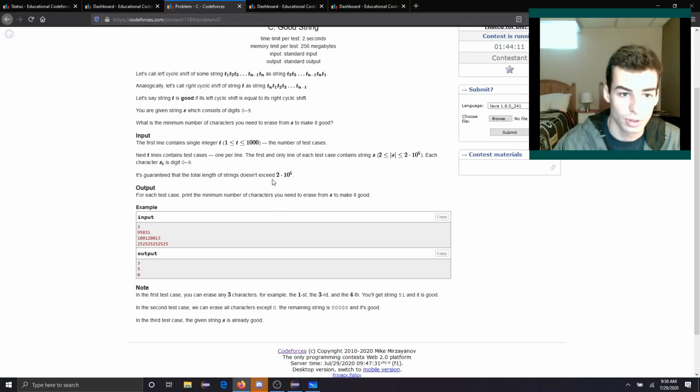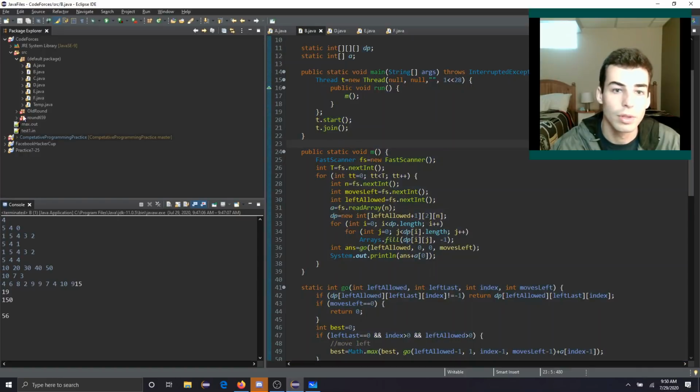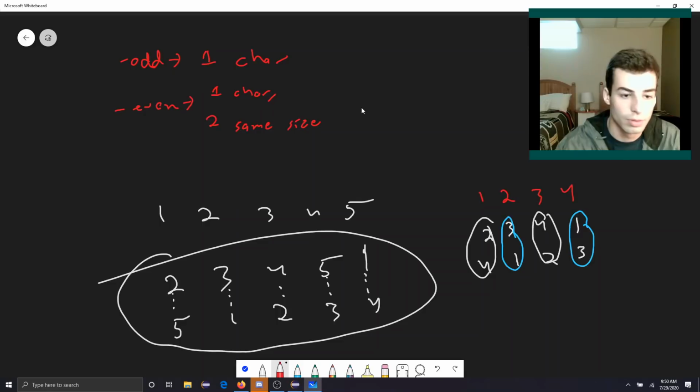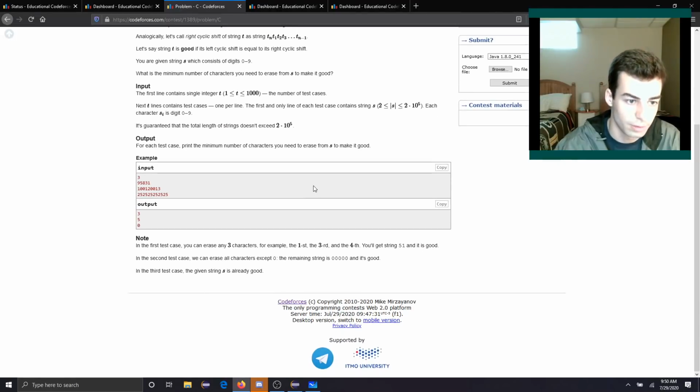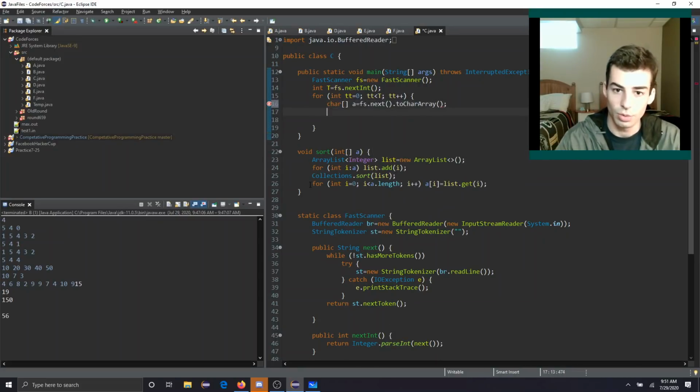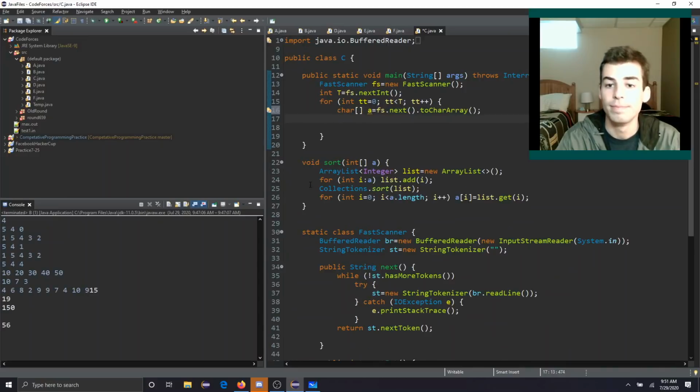Okay, so that should be very easy to code then. How is input formatted? Just a char array. So you've got this array, and now, yeah, let's do a counts.